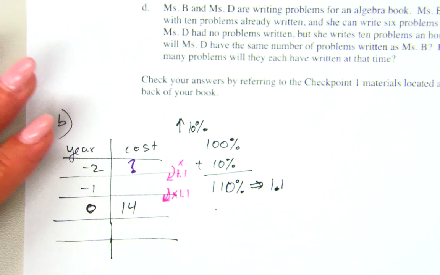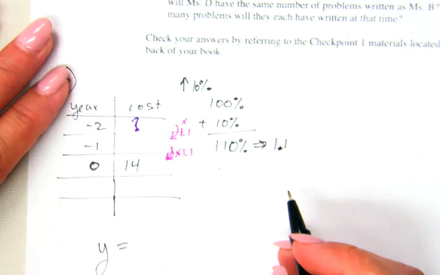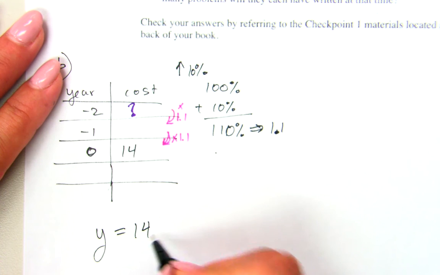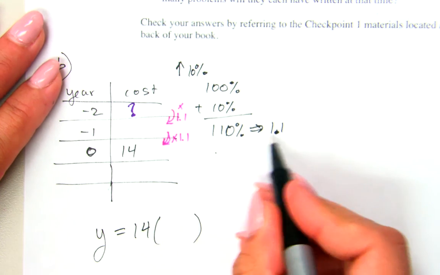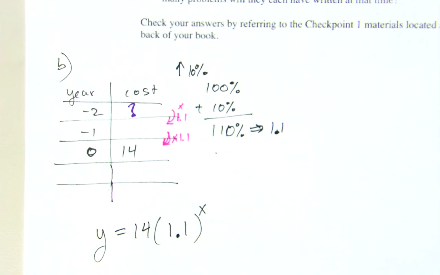And your final answer, or your equation, because I think it says write and solve an equation or equations for these. Your equation should look like y equals your initial value, or your start value, times 1.1 to the x power, because these are exponential functions.